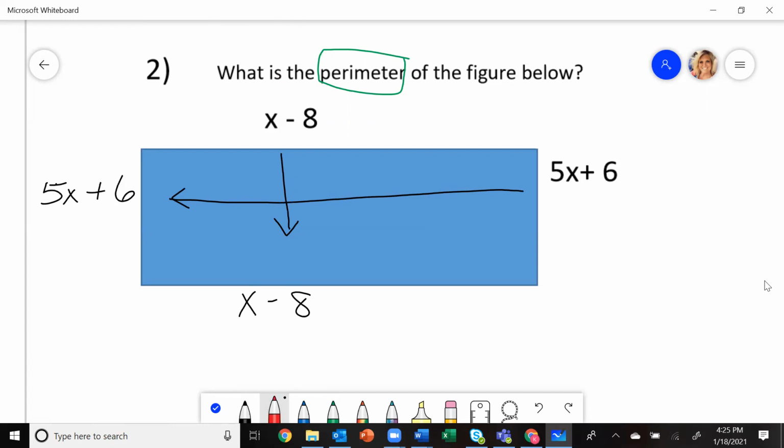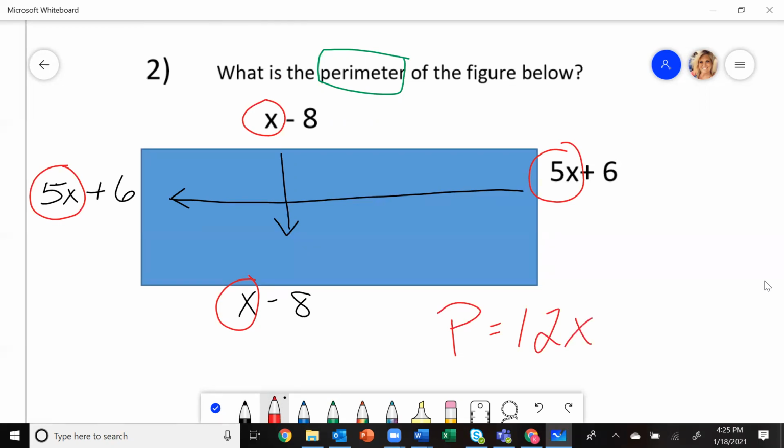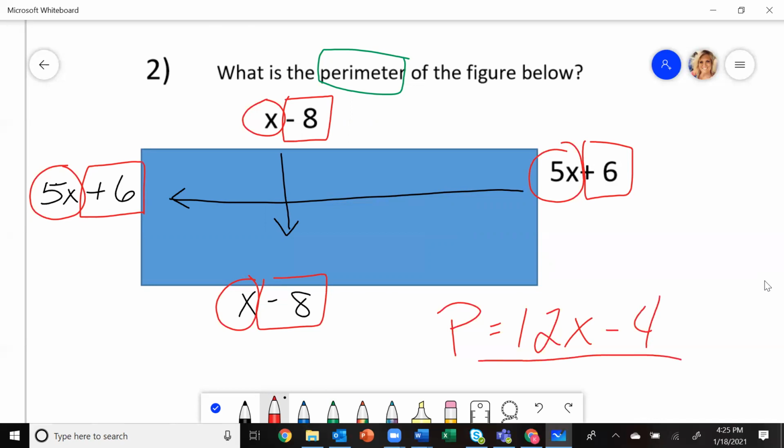Now, add up all your x's. 5, 6, 7, and another 5. That's going to give us, my perimeter is going to be 12x. Then I'm going to take 6 minus 8 plus 6 minus 8, which gives me -4. This is what you should have gotten for your perimeter.